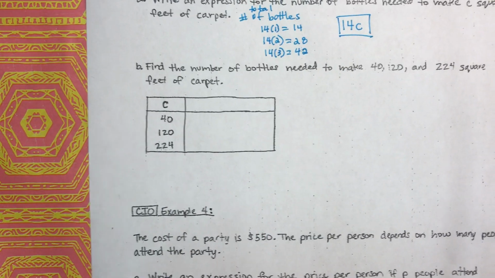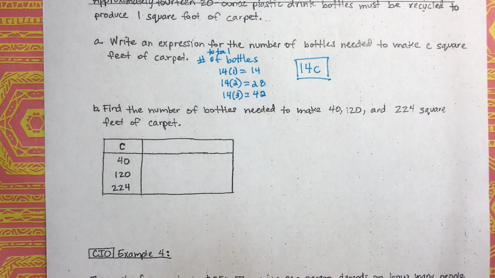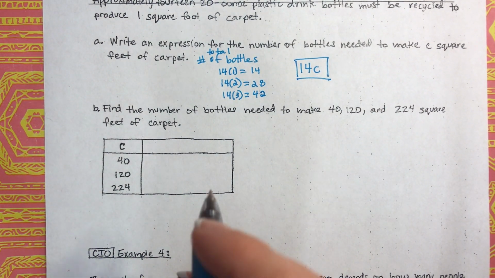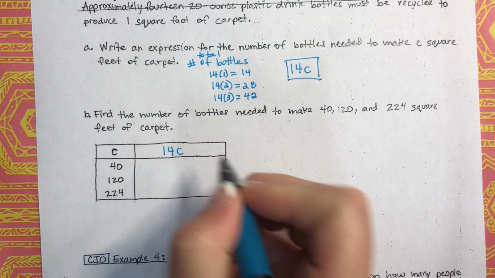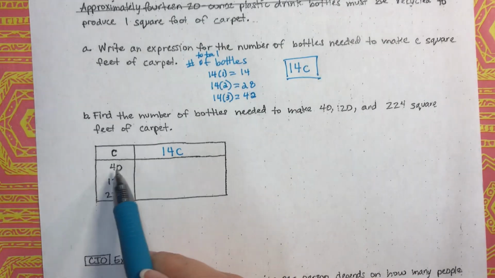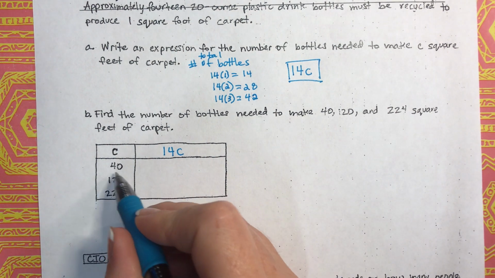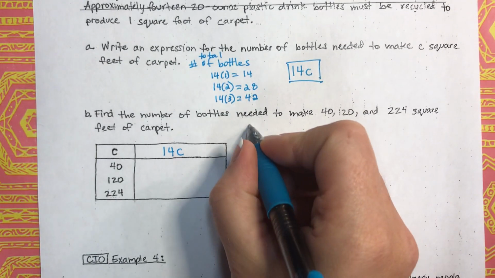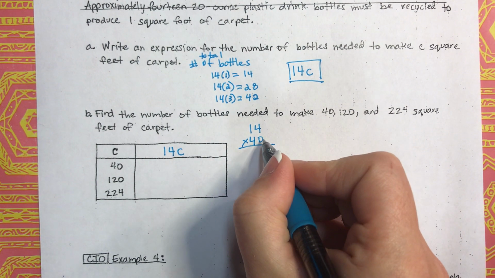This next question asks, find the number of bottles needed to make 40, 120, and 224 square feet of carpet. So we have our expression right here, 14C. We're going to figure out how many bottles I need to make 40 square feet of carpet. So I'm going to stick 40 in for C, and do that little multiplication problem over here.